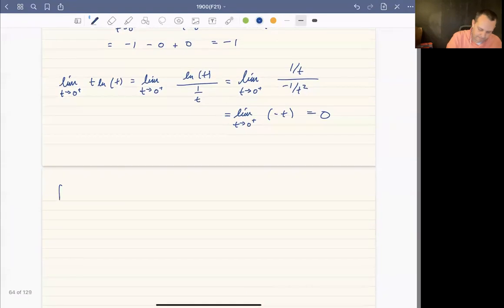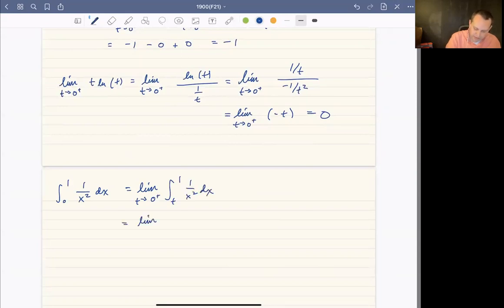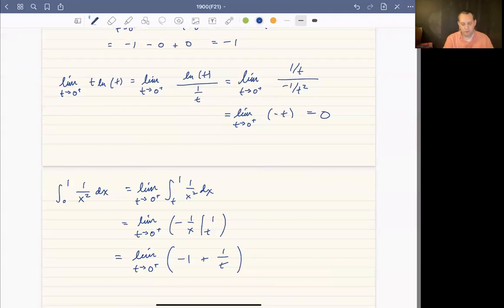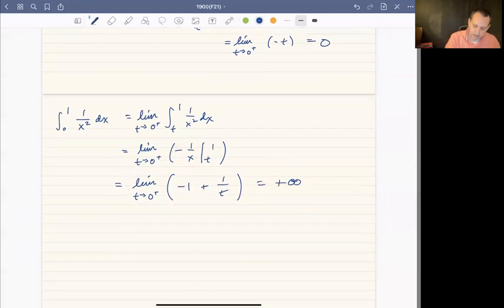Just one more to talk about. If we were to do the integral of 1 over, say, x squared from 0 to 1, this is going to be the same limit as t goes to 0 from the right, integral from t to 1, 1 over x squared dx. And we know how to deal with this. This is the limit as t goes to 0 from the right of negative 1 over x. We're going to evaluate from t to 1. And that's going to be the limit as t goes to 0 from the right of negative 1 plus 1 over t. And the problem here is that as t goes to 0 from the right, 1 over t blows up to infinity. And this limit's going to be infinity. And so it turns out that this integral diverges.